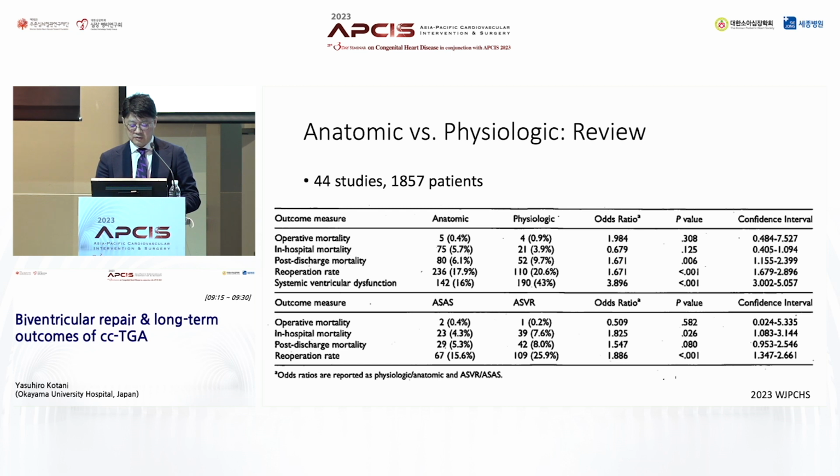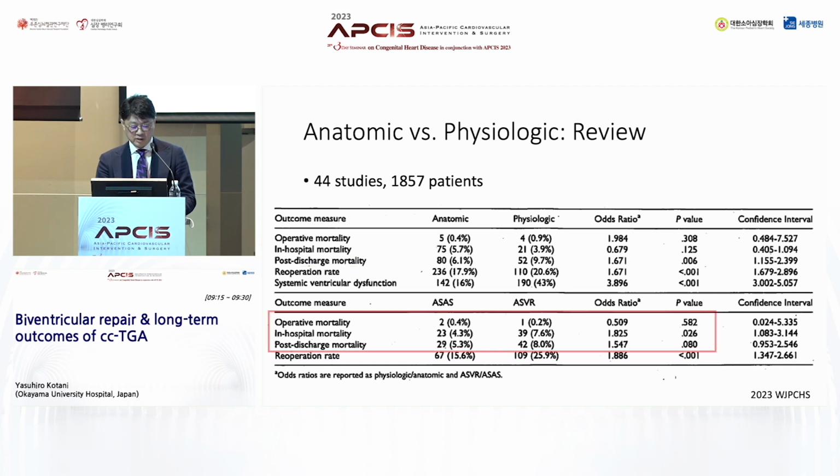So this is a recent review paper comparing anatomic and physiologic repair, which included 44 studies, 1,857 patients. So as you can see, there was no difference in the operative mortality, in-hospital mortality, and post-discharge mortality. So, reoperation rate and systemic ventricular dysfunction were significantly lower in the anatomic group.